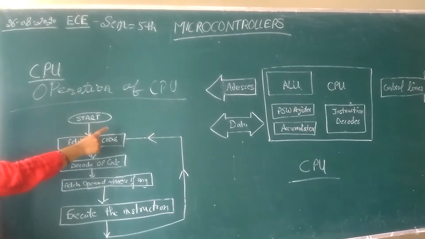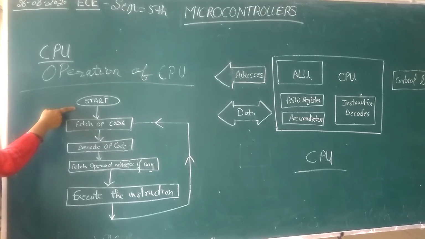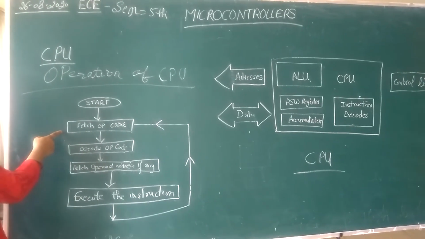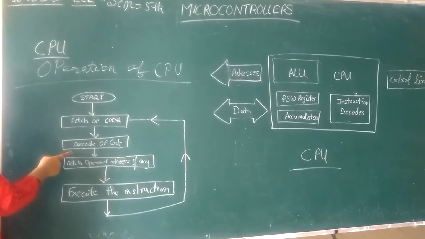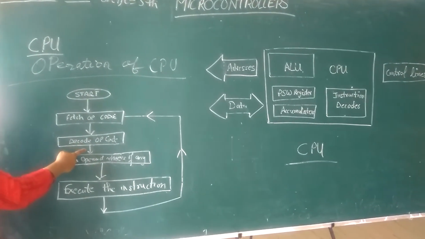This is the operation of the CPU. The function will come here at the point of start. Then the function will go to the fetch or opcode decode. The function will be converted into this. Then after coding, there will be decoding of the data which you have given.